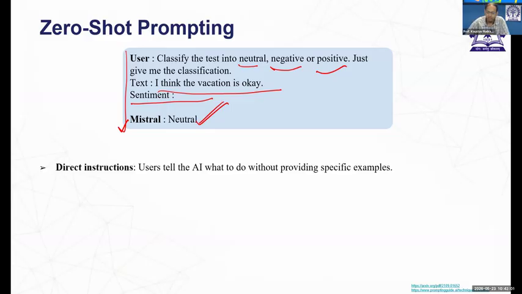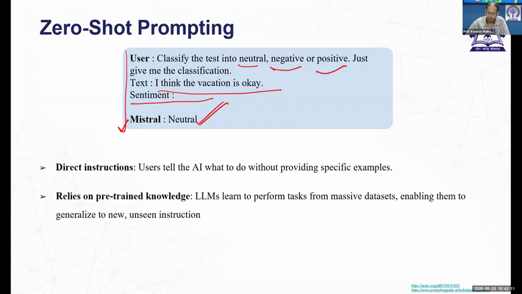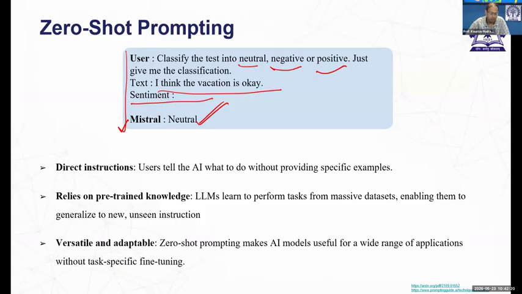So with direct instructions, the user tells the AI what to do without providing any specific examples or how to solve the task. It relies on the pre-trained knowledge. LLMs learn to perform tasks from massive datasets, enabling them to generalize to new, unseen instructions. It is versatile and adaptable. Zero-shot prompting makes AI models useful for a wide range of applications without task-specific fine-tuning. So you can see we are not fine-tuning anything, we are not giving any example, we are not telling the LLM how to solve a problem, we are just directly asking the question to the LLM.